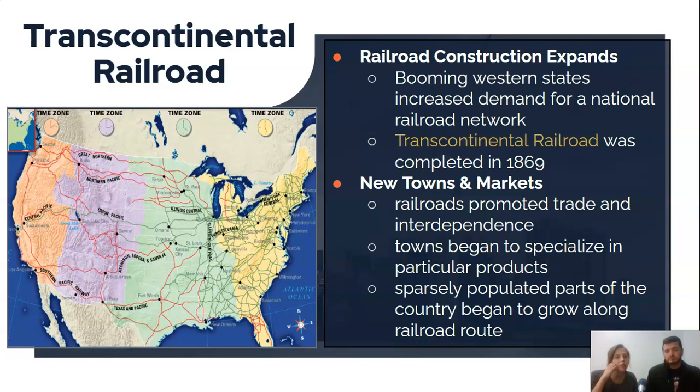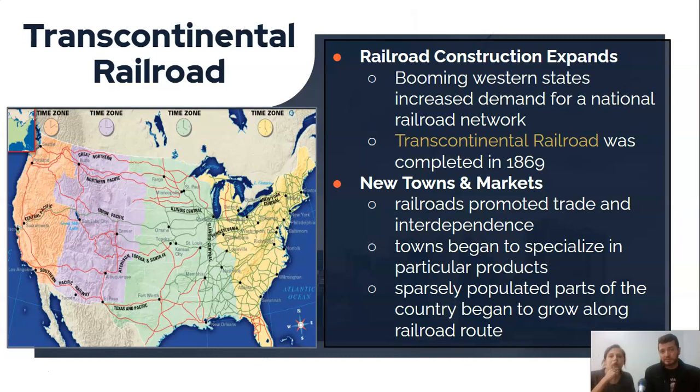So we also see sparsely populated parts of the country beginning to grow, because as things can move, people can also move, and they're going to see new markets open up and new opportunities for jobs. So people will follow that.